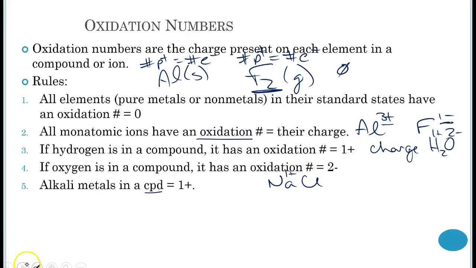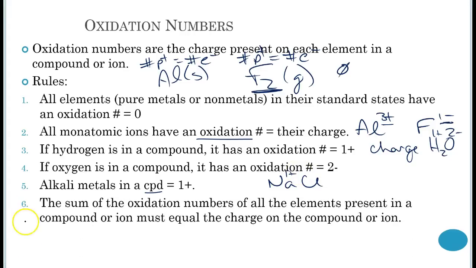Everything else from there, and this is the big rule: the sum of the oxidation numbers of all the elements present in a compound or an ion must equal the charge on the compound or the ion. So that's very similar to what we were doing before when we did Roman numerals. It's a repeat of what we did. They're just calling them oxidation numbers instead of charges.